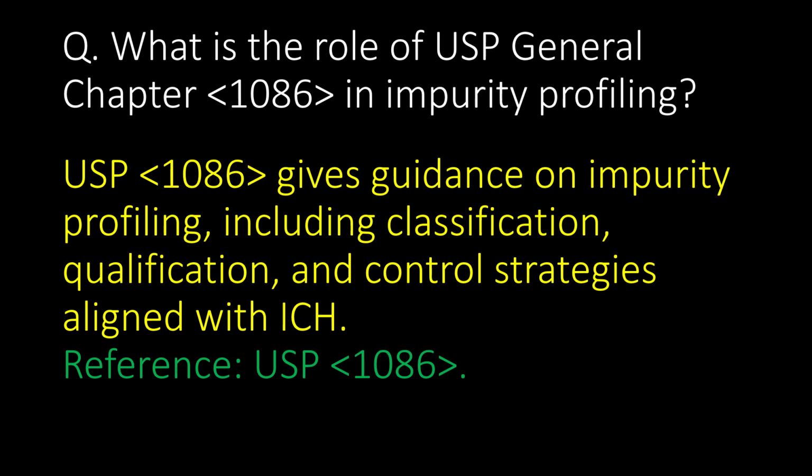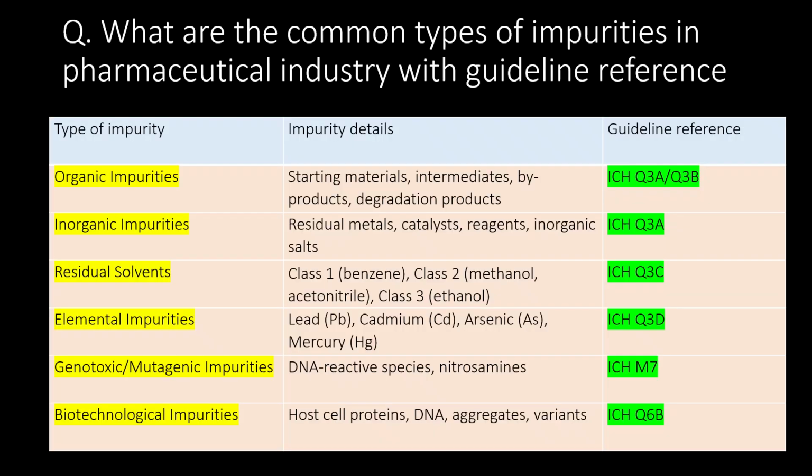What is the role of USP General Chapter 1086 in impurity profiling? USP Chapter 1086 gives guidance on impurity profiling, including classification, qualification, and control strategies aligned with ICH. Reference guideline USP 1086.